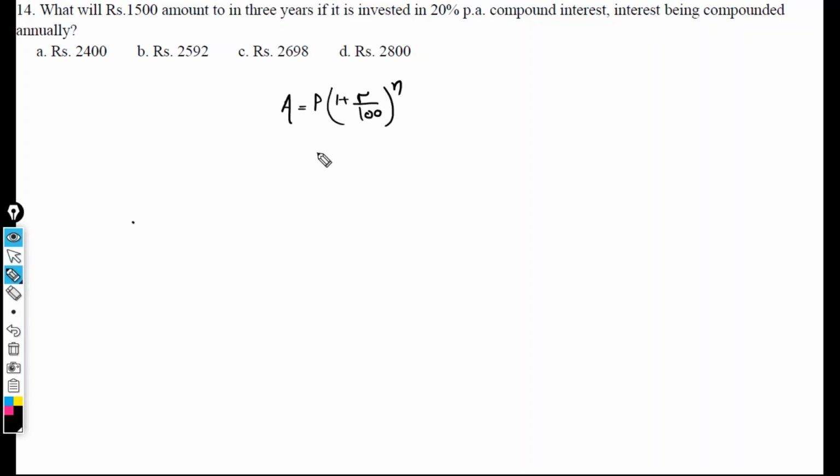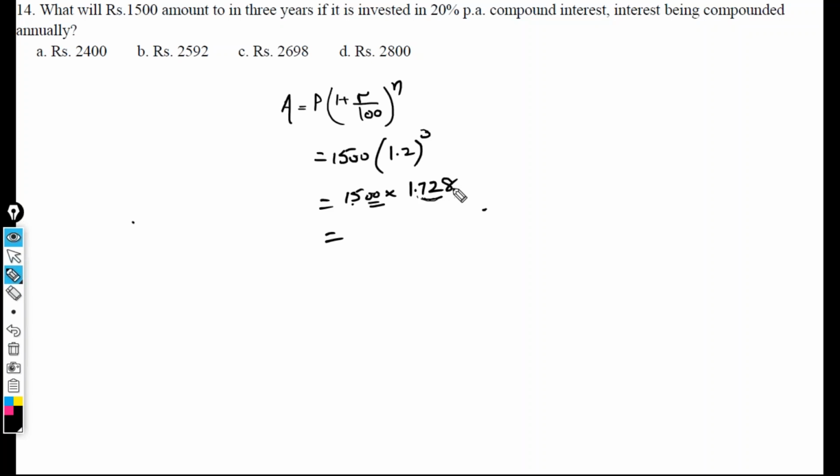So here it says, what will rupees 1500 amount to in 3 years if invested at 20% per annum compound interest, interest being compounded annually? So this is the calculation we need to carry. So it is 1500 multiplied with 1.728. So these two zeros will compensate two decimals. So I just have to carry in the end one decimal place only.